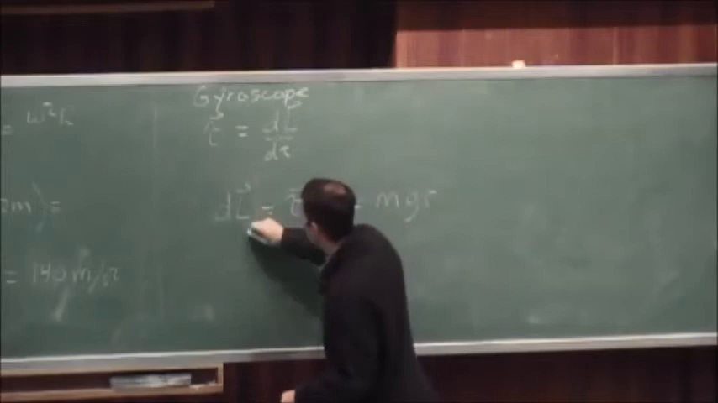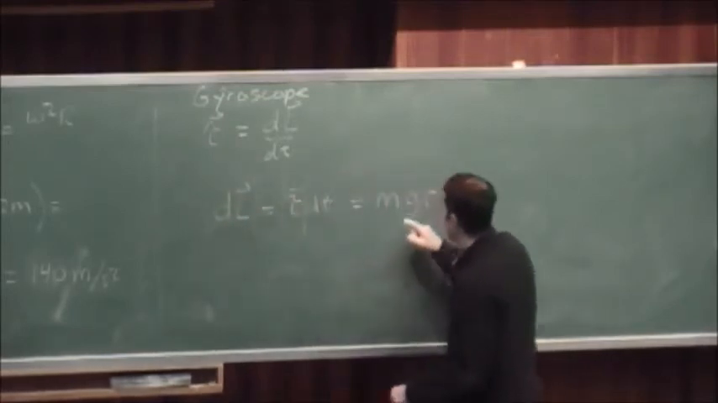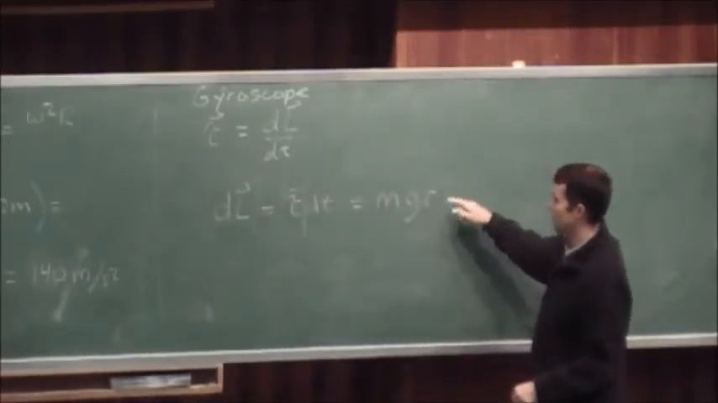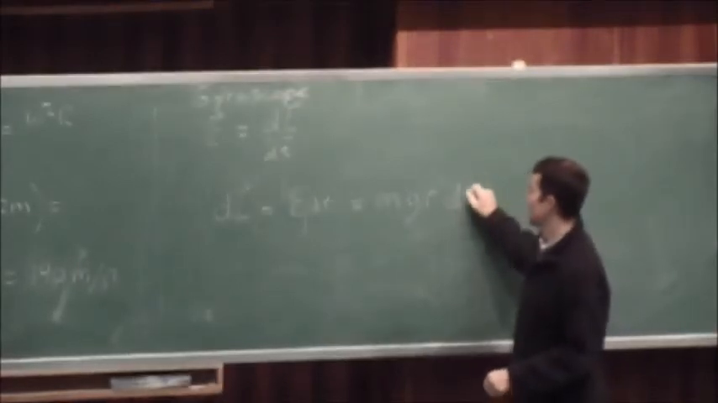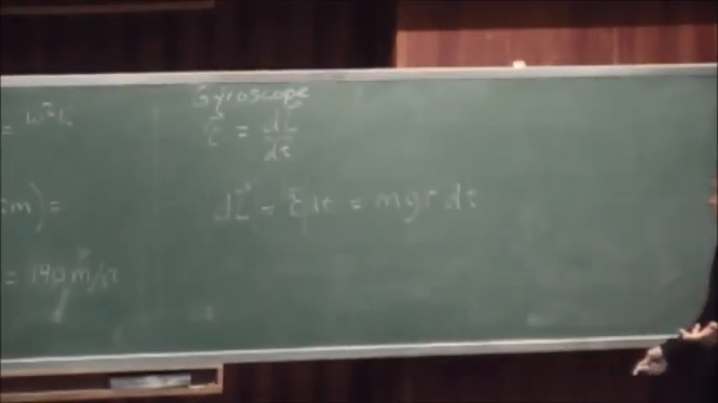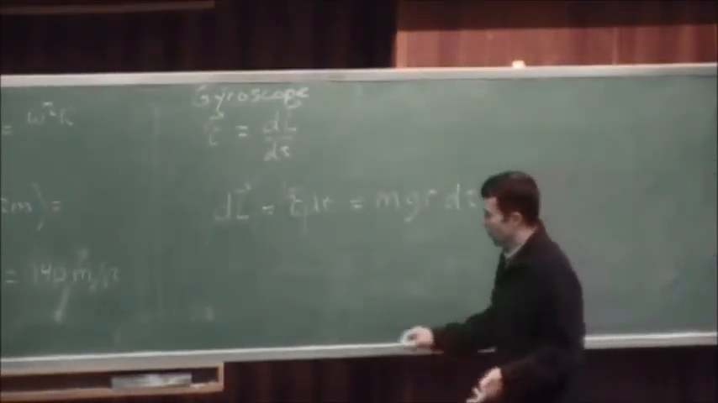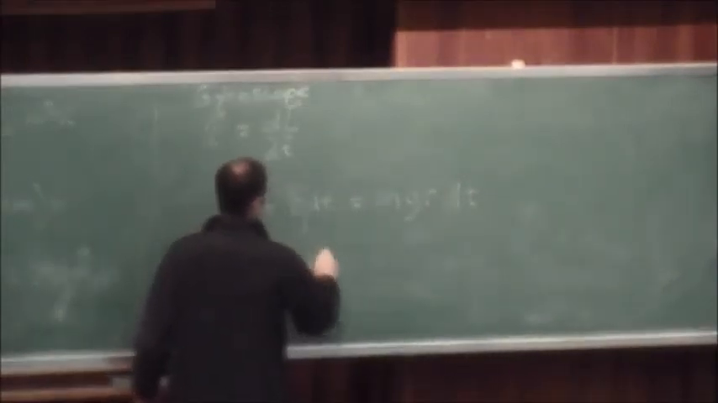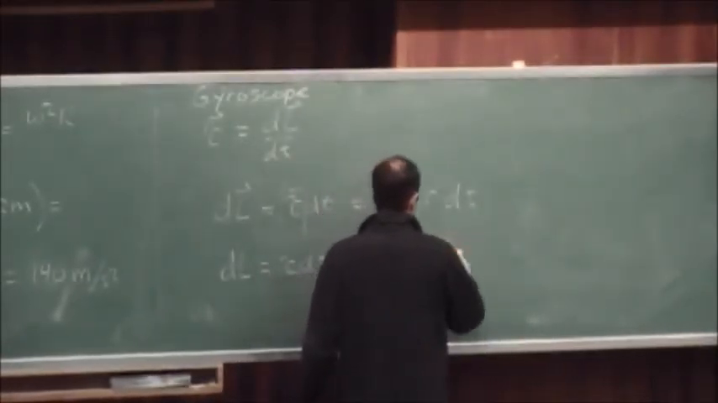Let me just do this as magnitudes right now, because we'd have to say what the direction of that is. And we just want to write it like this. So we're interested in the magnitude, which is just, we write this as dL equals tau dt, which is mgr dt.